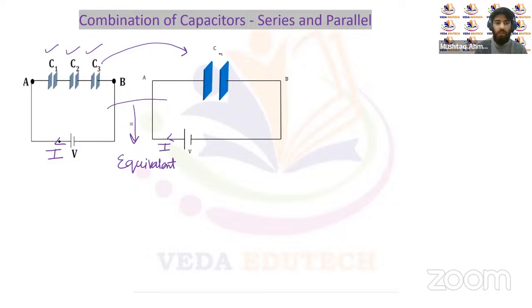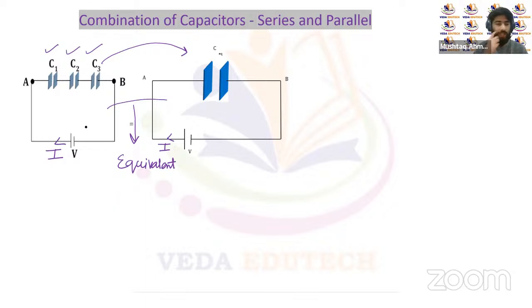If the current flowing through this circuit was initially I, and now we are introducing the equivalent capacitor, the same amount of current will be flowing through this equivalent capacitor as well. That's what we mean by the equivalent of a circuit. In this case, we'll be discussing the two combinations of capacitors, the series and the parallel combination.